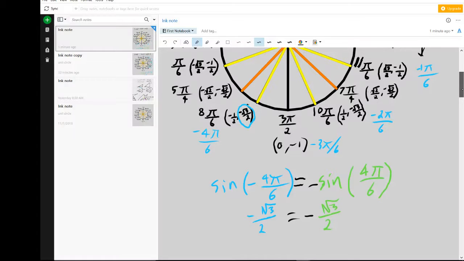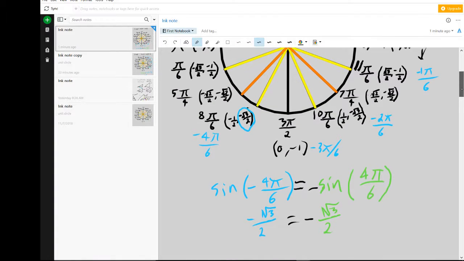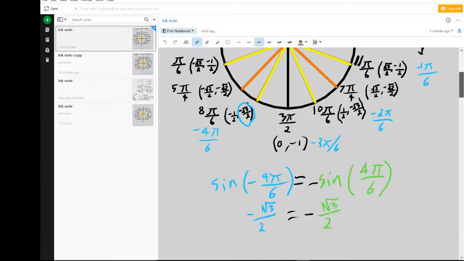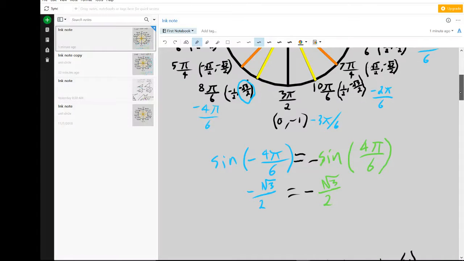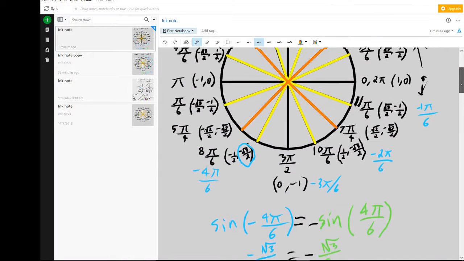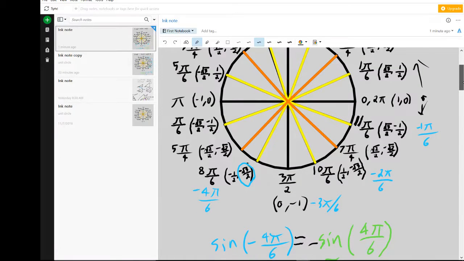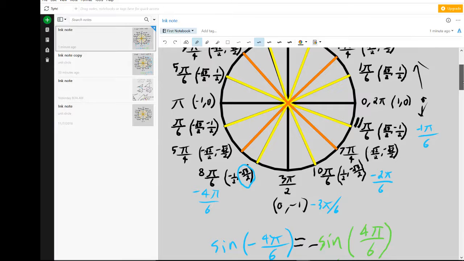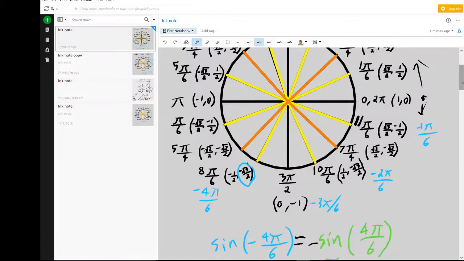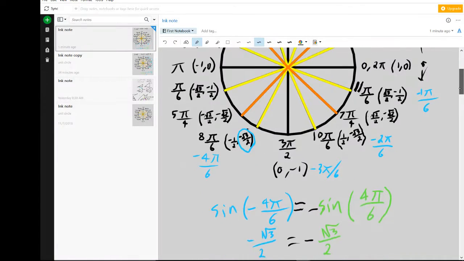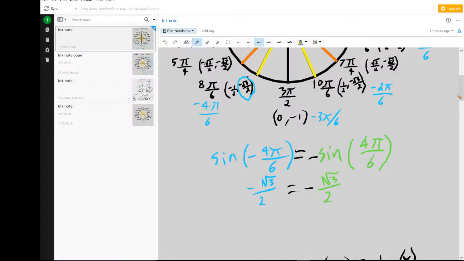Now remember that we made that one negative after we found the sine. So it's going to end up being negative root 3 over 2. We could also have gone the other direction. Remember, we could go negative 4 pi over 6. And that would bring us down and around here to negative root 3 over 2. So what we have found here is that sine of a negative theta, or negative angle, is equal to negative sine of that same angle.